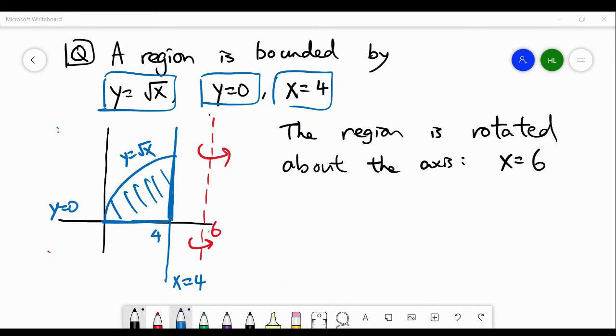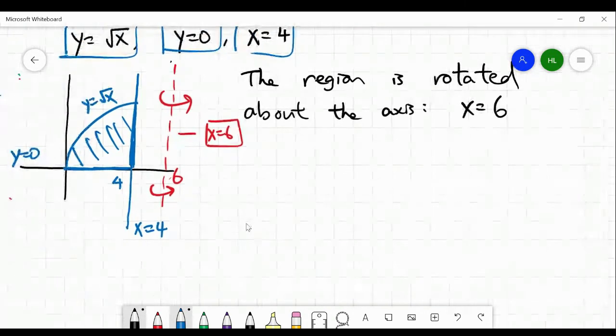Now I'm taking the axis of rotation to be x equals 6. So I'm talking about the red line as the axis of rotation, which is x equals 6. Before talking about the correct volume formula for the solid generated by the blue region rotated along the axis x equals 6, let's look at the solid that we are getting.